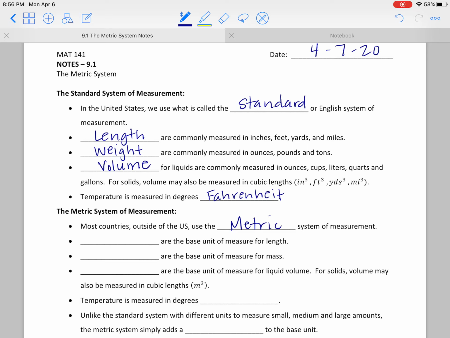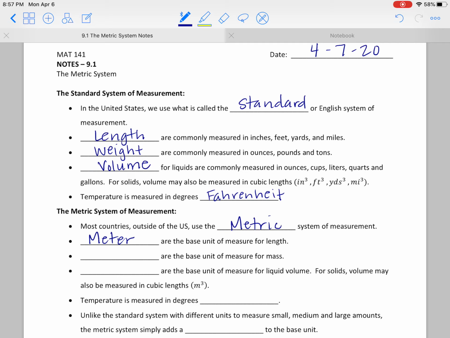That's how we measure things here in the United States, but pretty much every other country outside of the United States uses the metric system. So we use the standard English, or sometimes it's called the customary system, but pretty much everywhere else they use the metric system, where your base unit of measurement for length is the meter.